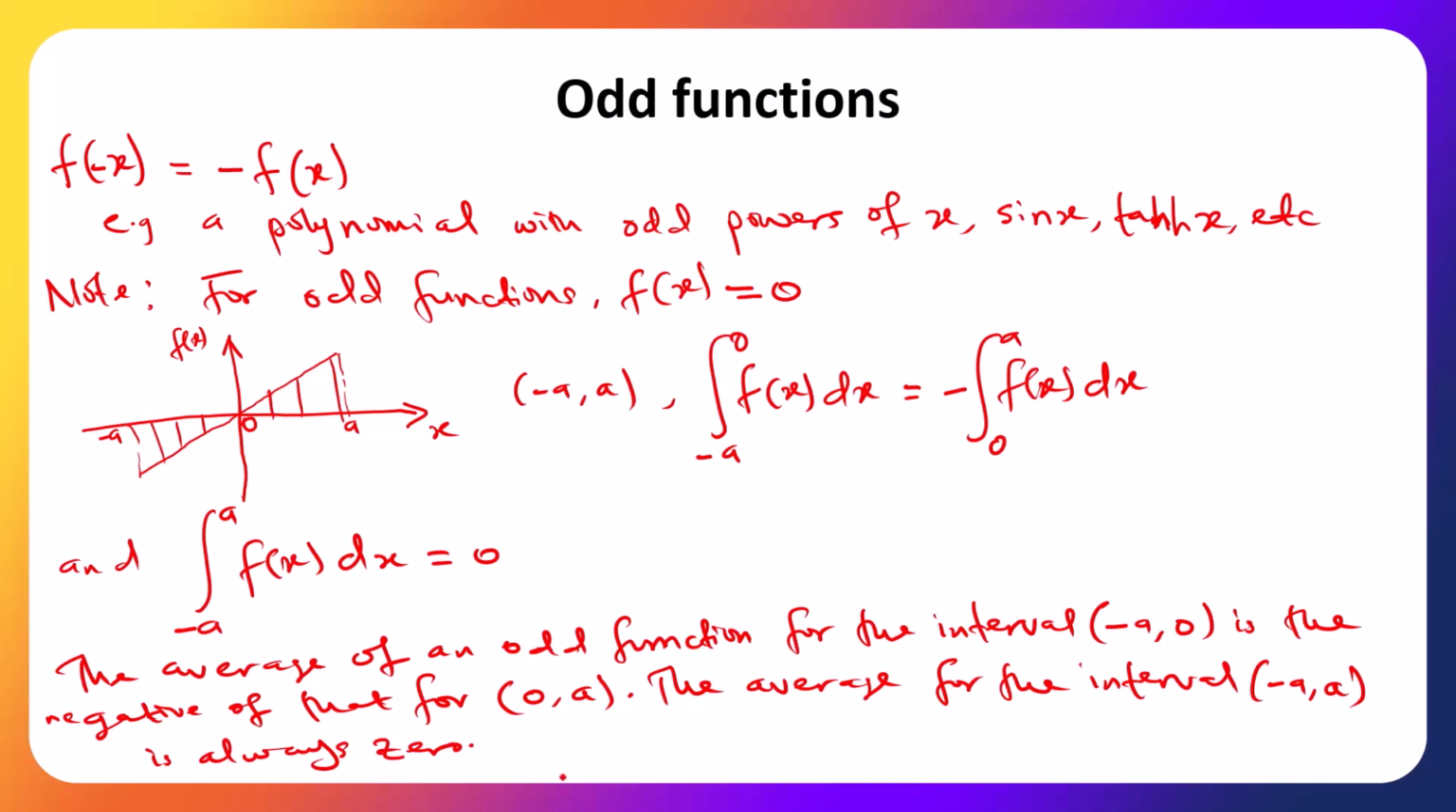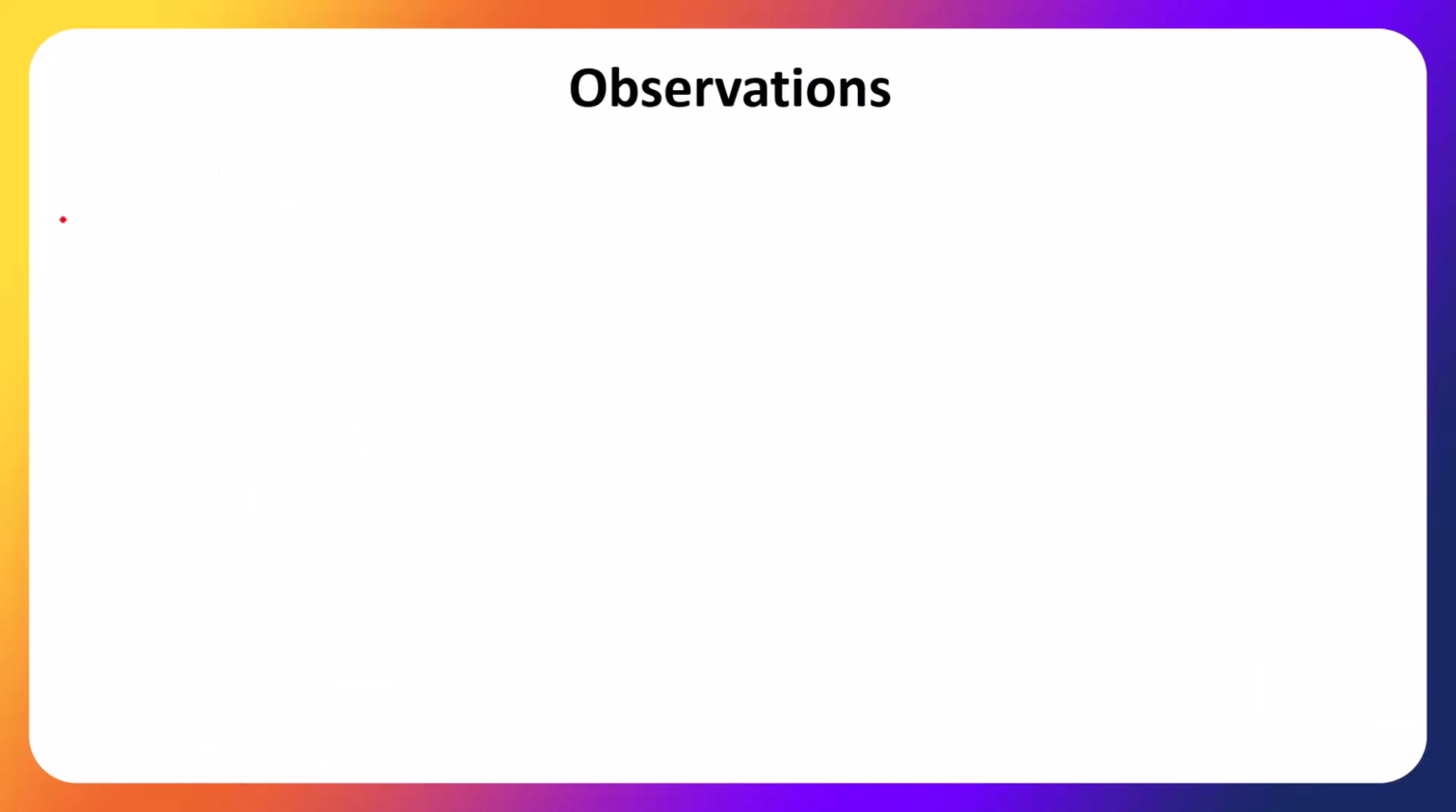As you can see from the sketch, moving from minus a to a, if we take the integral from minus a to 0 of f of x dx, it will always give us the negative of the integral from 0 to a of f of x dx. And when we sum the two, that is moving from minus a to a, it results in 0. So the average of the interval from minus a comma a is always 0.